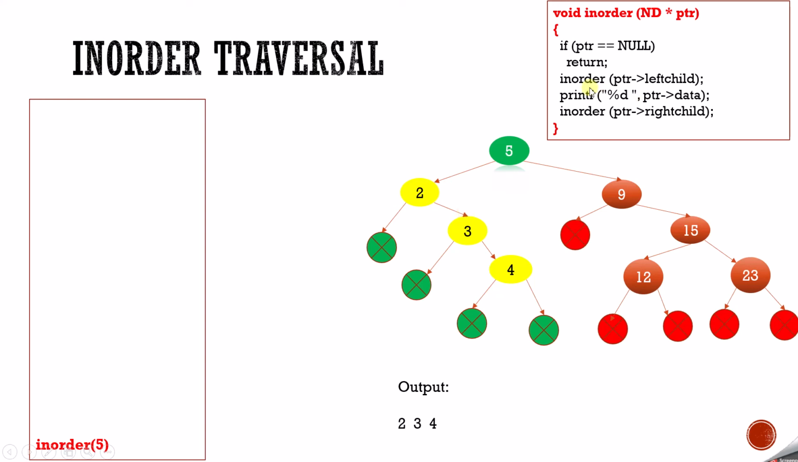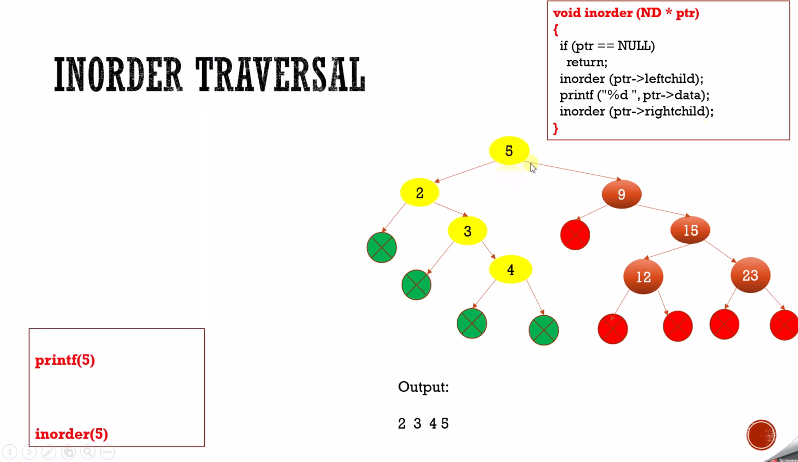That means 5. When I come back to the 5 function call, the left child is now returned. Now I still have printf 5 arrow data. That is, I have to display 5 now, and then I have to go for the right child traversal. So naturally it is going to print 5. So this line is over for 5.